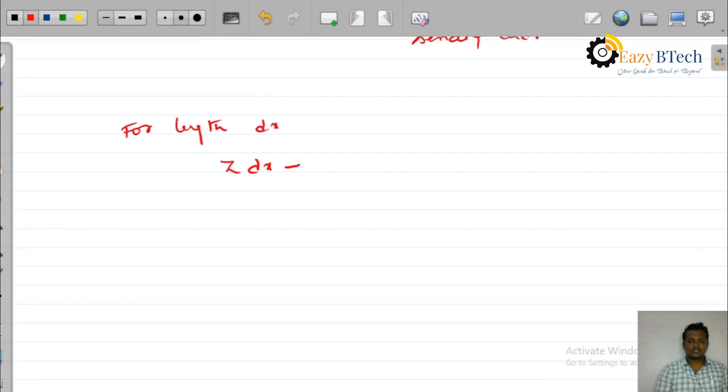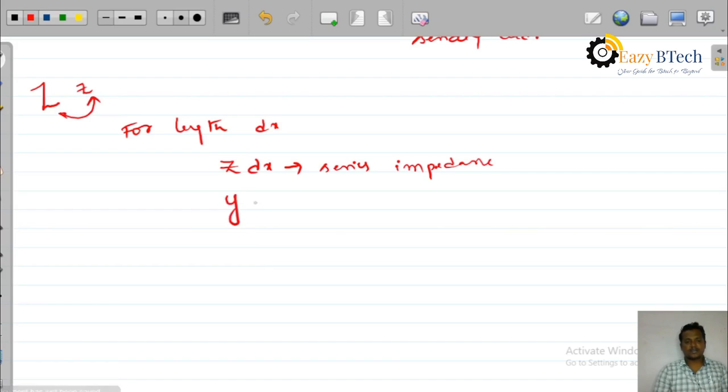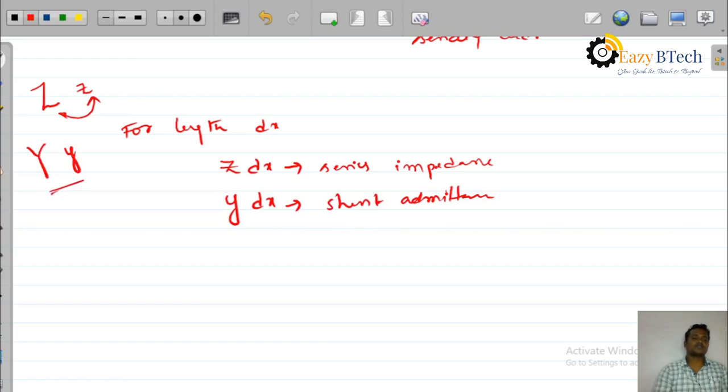z dx is the impedance of that particular distance. Keep in mind, in my class I am representing this as capital Z, and this is small z. We have to keep that in mind. And y dx is the shunt admittance for that length. Okay, I'm representing capital Y like this and small y like this. Keep in mind throughout the derivation.